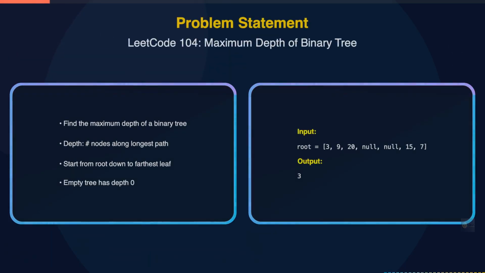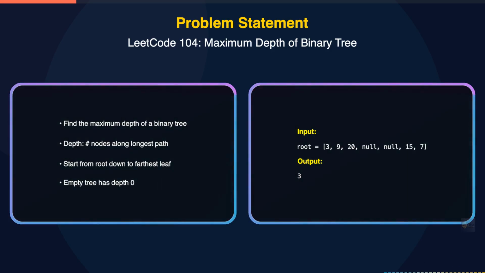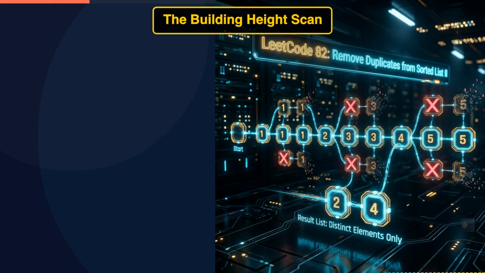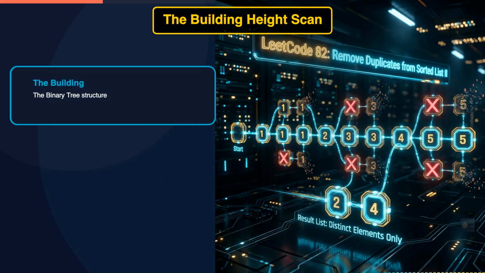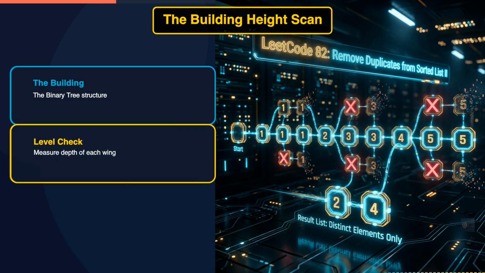Let's look at the problem statement. We are given the root of a binary tree and need to find its maximum depth. The depth is defined as the number of nodes along the longest path from the root down to the farthest leaf. Think of it like measuring the height of a building, floor by floor. To know the total height, you look at each wing of the building, find which one has more floors, and add one for the ground floor you're standing on.